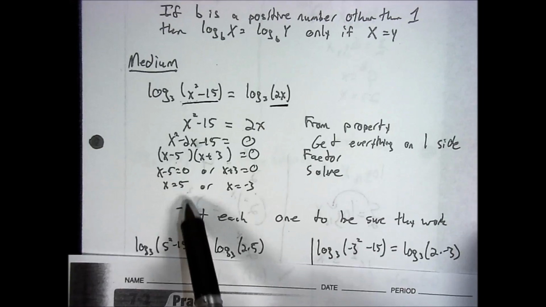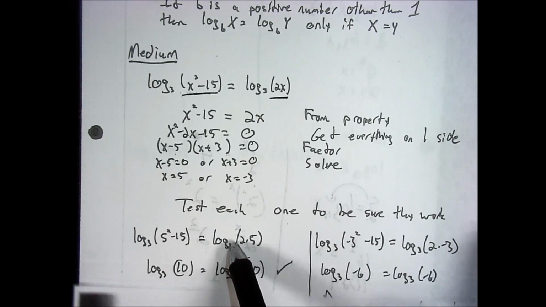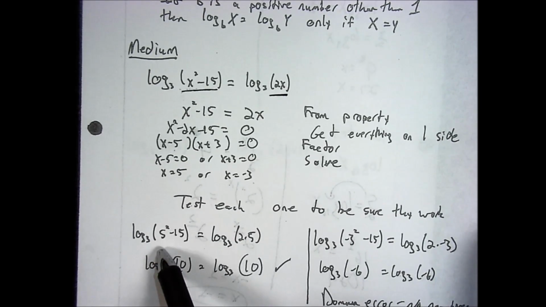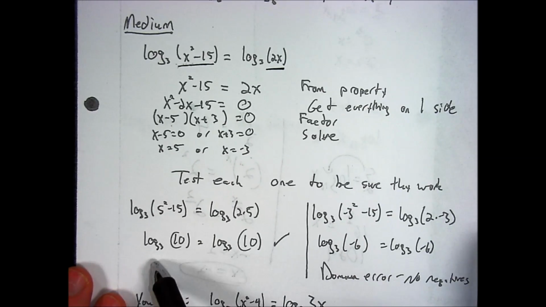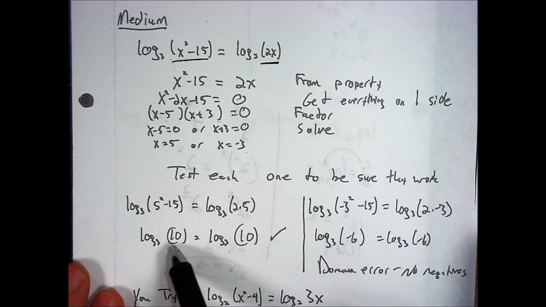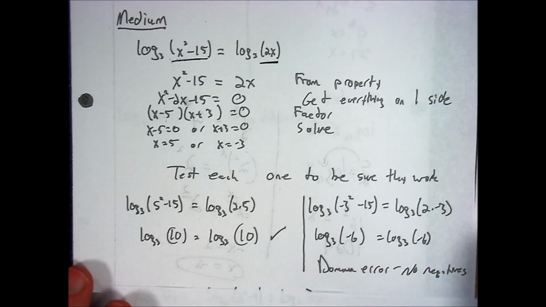Does 5 give me a true statement and have them both be positive? 5 squared is 25, minus 15 is 10. 2 times 5 is 10. They're both log base 3 of 10, and 10 is positive, so that's good.